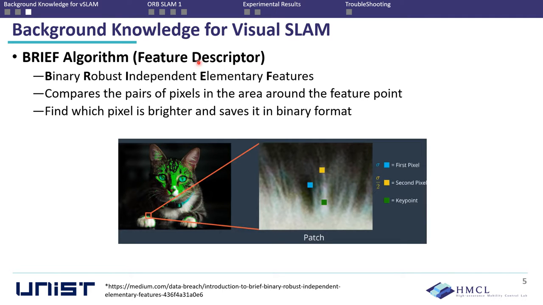Next, let's see the BRIEF algorithm, which generates the feature descriptor for a certain feature point. It compares the intensities of pairs of pixels in the area around the feature point and saves the result in binary format. As shown in the picture, if the intensity of the blue pixel is brighter than the yellow, the result will be 1, otherwise 0.